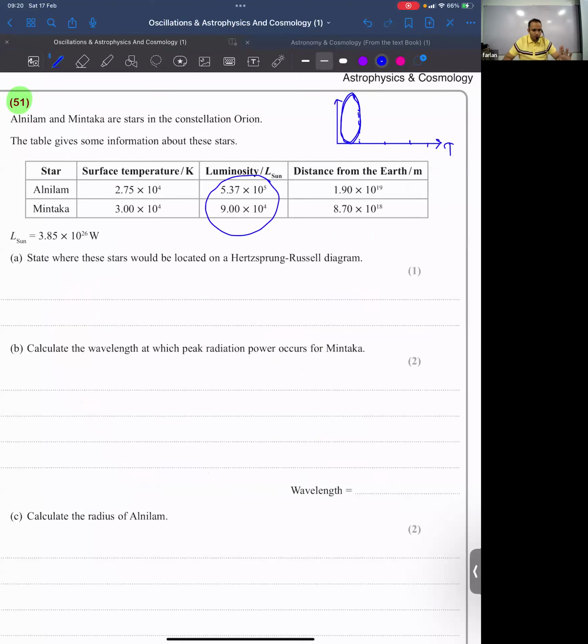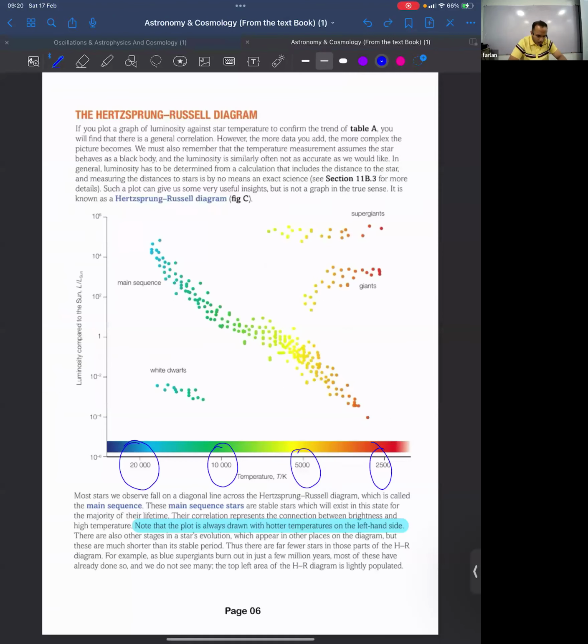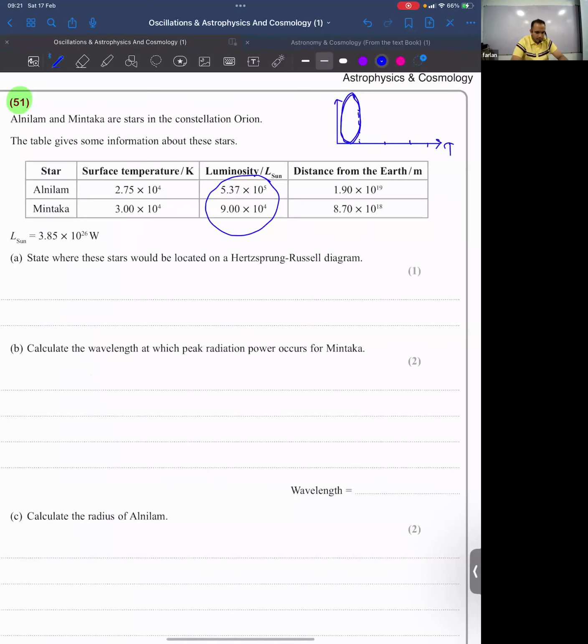One is 5 into 10 to the power 5. The other one is 9 into 10 to the power 4. So one is about 500,000 and the other about 90,000 times the intensity of the sun. Which means it has to be somewhere here. So in the Hertzsprung-Russell diagram, it will be towards the left, up. Okay, so write the answer.